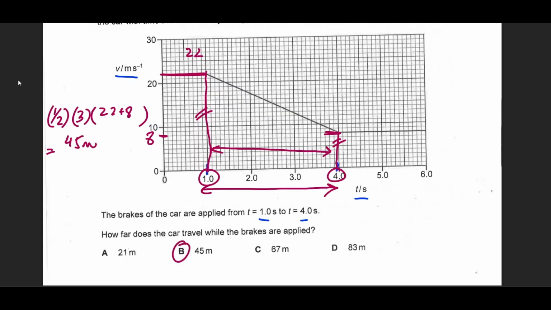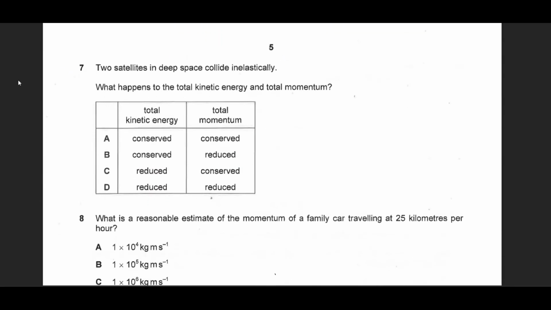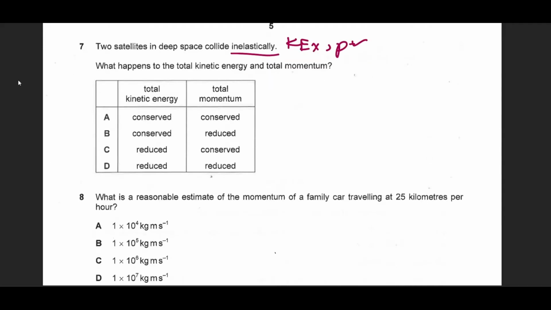Again, I remind you, you can divide this into 2 parts as a triangle and a rectangle and solve it the other way around. Question number 7, he says that 2 satellites collide inelastically. So the kinetic energy will not be conserved, but momentum is always conserved. That is the rule for inelastic collision. He's asking what's going to happen to kinetic energy and momentum. So kinetic energy will be reduced, it will not be conserved, but the momentum is always conserved. So this will be option C.